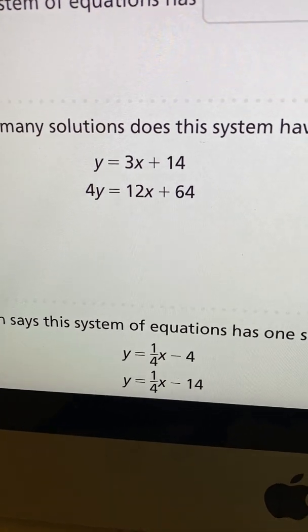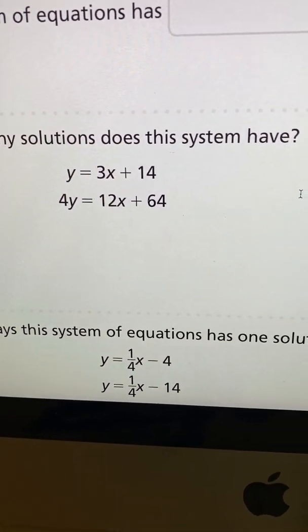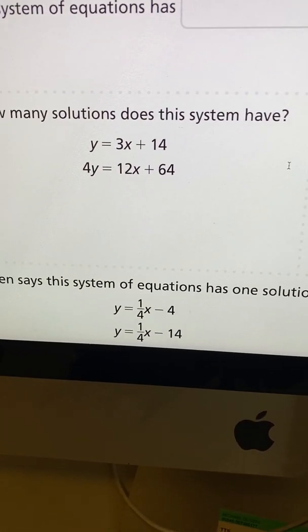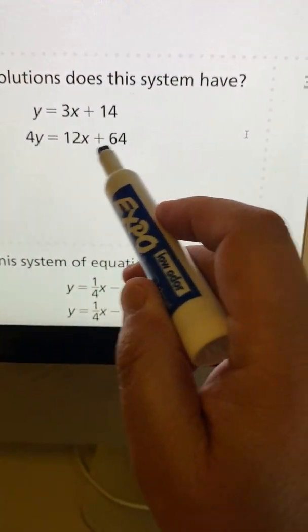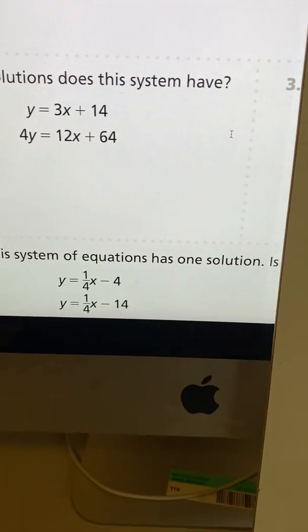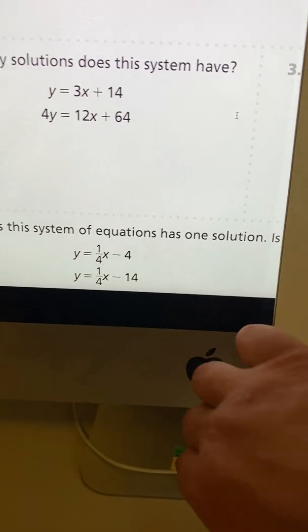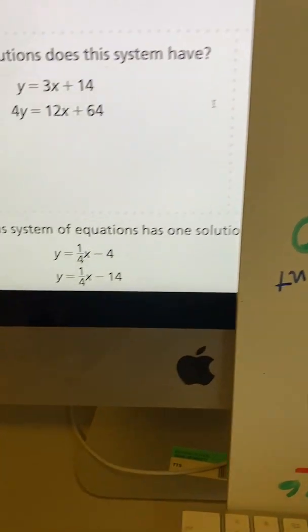The top one is written in slope-intercept form, nice. Y equals 3x plus 14 is in y equals mx plus b form. Now, the second one you have to divide by 4. Dividing both sides by 4, that cancels out. I'm left with just y. And then 12 divided by 4, okay, let me just plot my marker board here.